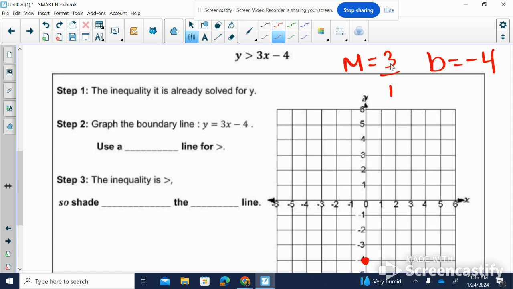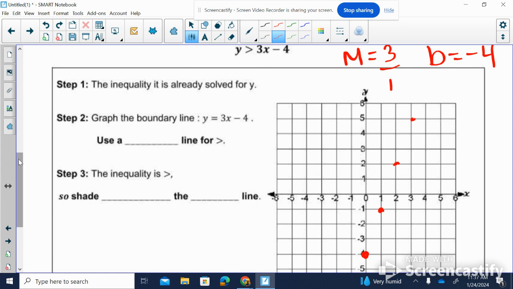So I'm going to start by plotting a -4 on the y-axis. I'm going to then use my slope of 3 over 1 to rise 3 and run 1 to get a second point. Now remember, I'm only outlining this. So now that I have my outline, and the outline again is of this, it's our boundary line.